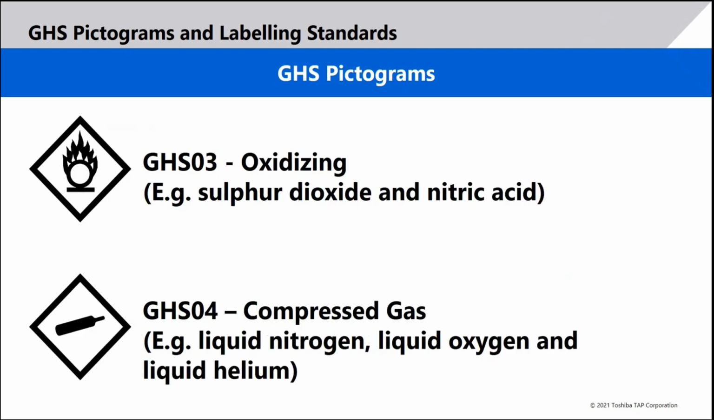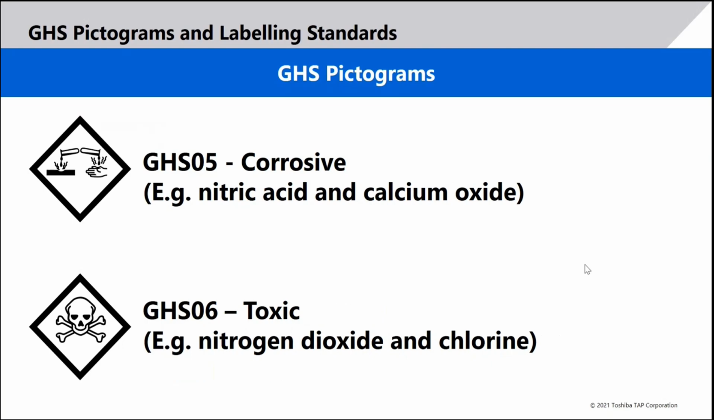Now we have GHS-03, which is oxidizing: oxidizing liquids, gases, and solids. For example, sulfur dioxide, most halogens, and nitric acid. Then we have GHS-04, which is compressed gas: compressed, liquefied, or refrigerated. For example, liquid nitrogen, liquid oxygen, liquid helium. And then we have GHS-05, which is corrosive: corrosive to metals and organic materials. For example, strong acids and bases, so nitric acid and calcium oxide. So they are the physical hazards.